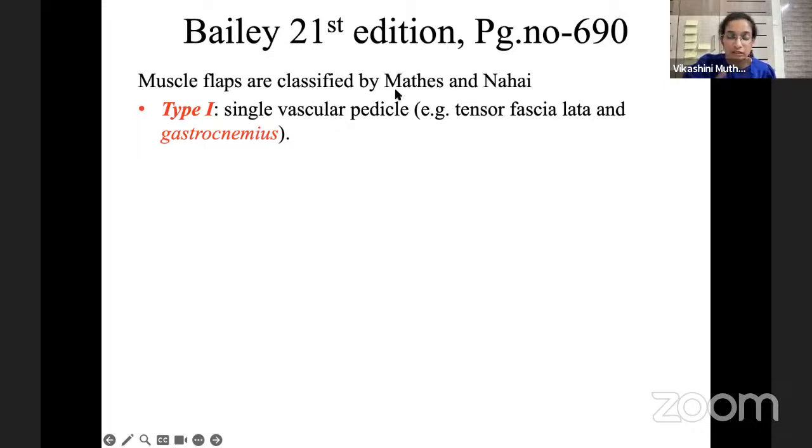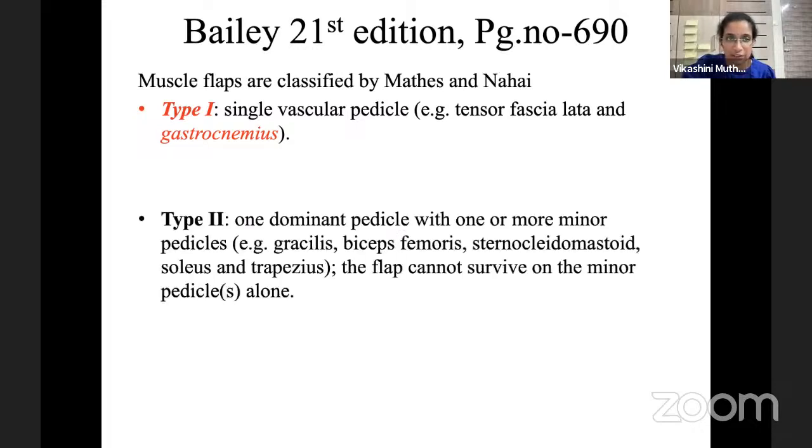Muscle flaps class. First I'll describe the types, and then I'll show you the picture. Okay. So it's type 1. In type 1 flap, the flap will be having a single vascular pedicle. An example for this is tensor fasciae latae and gastrocnemius.